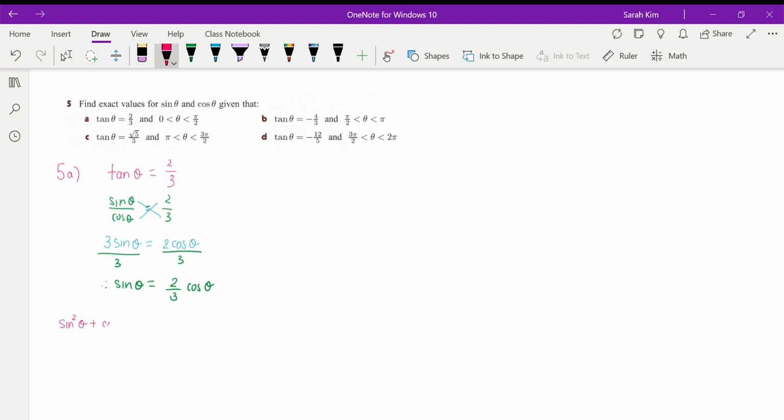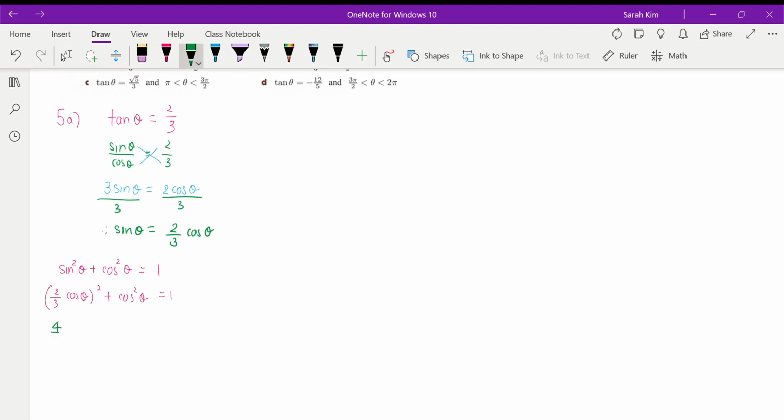Now we use the identity of our unit circle to be able to manipulate some data. So instead of putting sine squared theta, I'm going to put 2 over 3 cos theta and square it. Make sure you do that part so you don't forget. Now the number gets squared, so 2 over 3 squared is 4 over 9, and then cos theta squared just becomes cos squared theta.